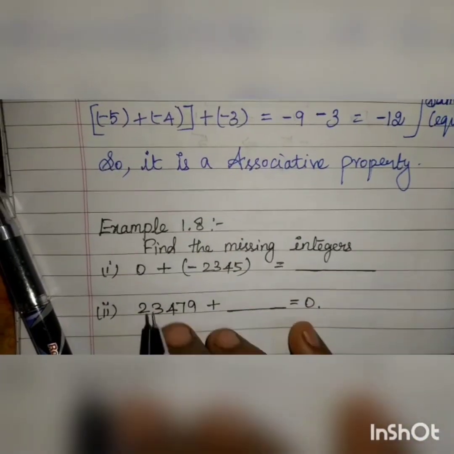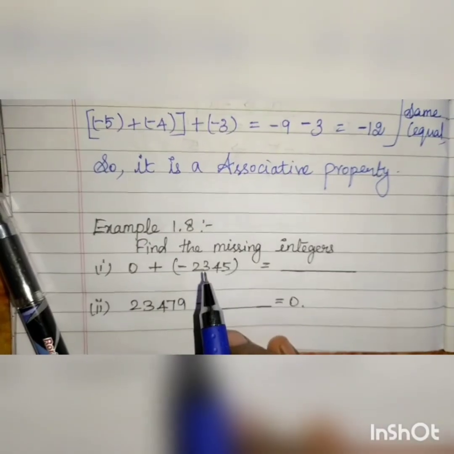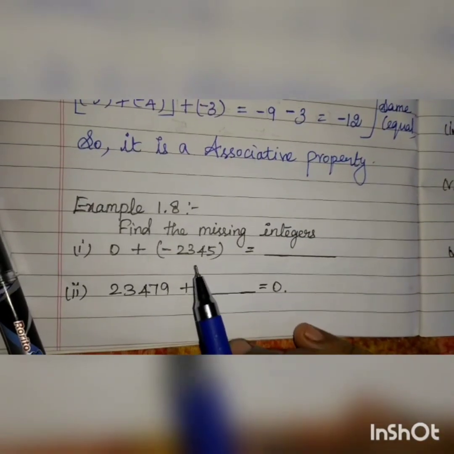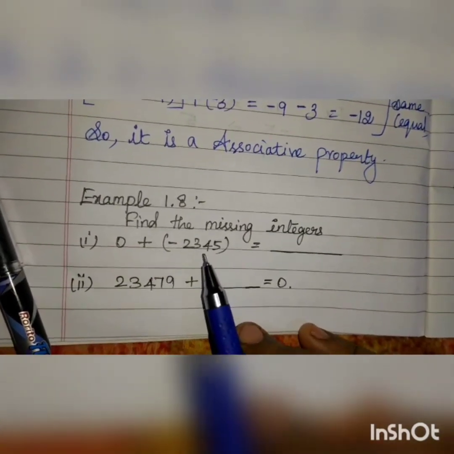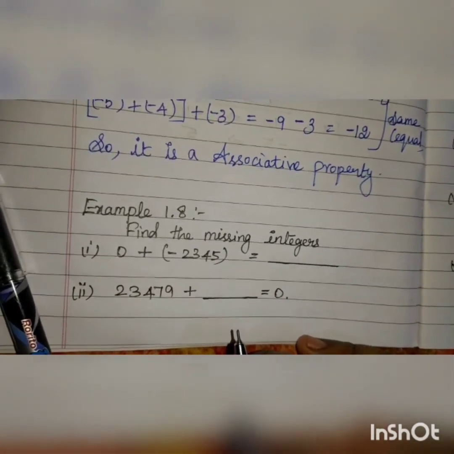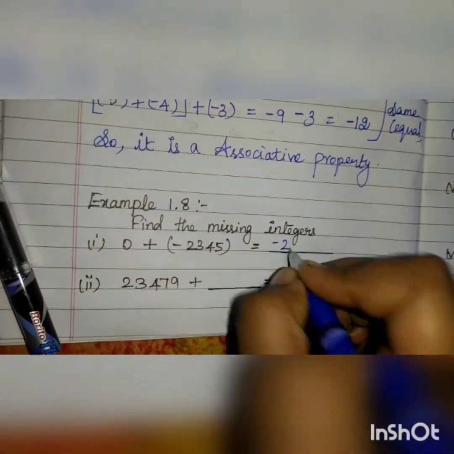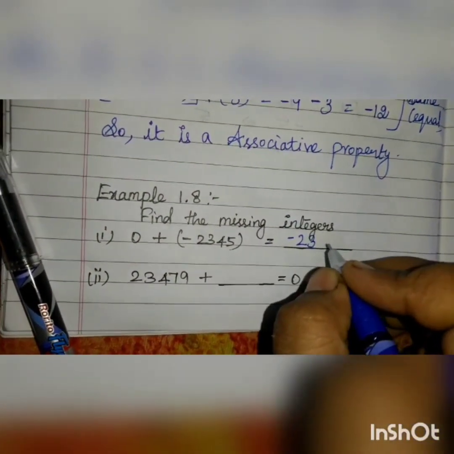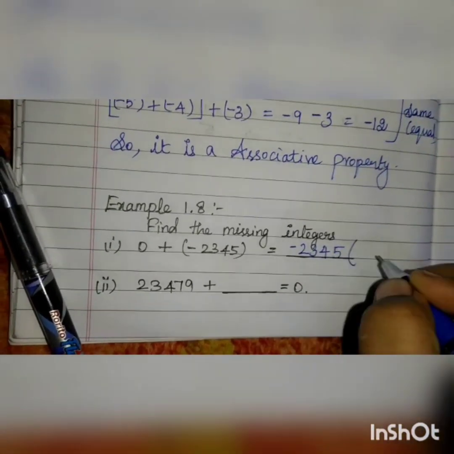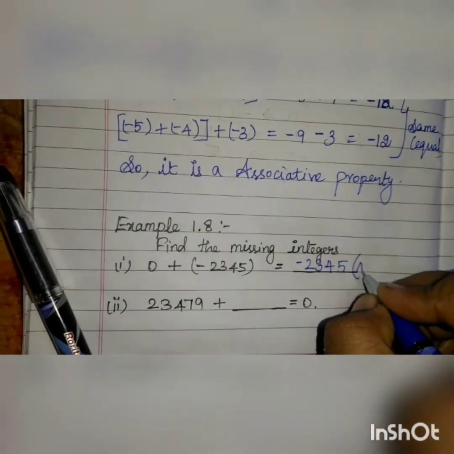Find the missing integers. Very easy sum. Find the missing integers. 0 plus minus 2, 3, 4, 5. Okay, we all know that any number added with 0, we will get the same number. What kind of a property is that? So it is the additive identity. So we will write the answer for this one. When 0 is added with any number, we will get the same number as the answer, minus 2, 3, 4, 5. Here we want to mention the property also. What kind of a property is this? Additive identity. You just write it here.